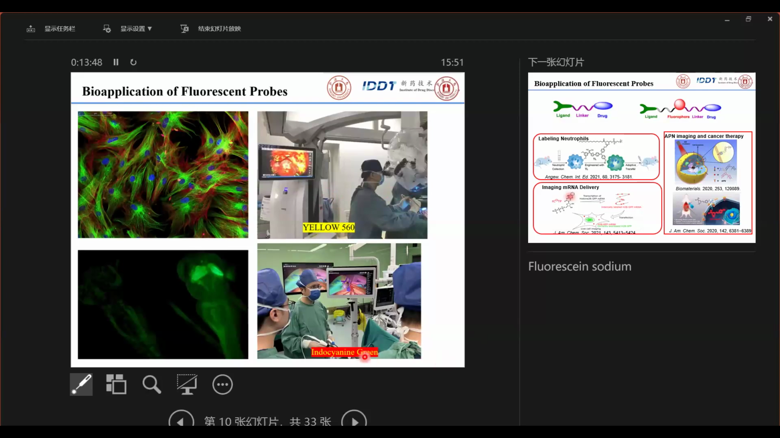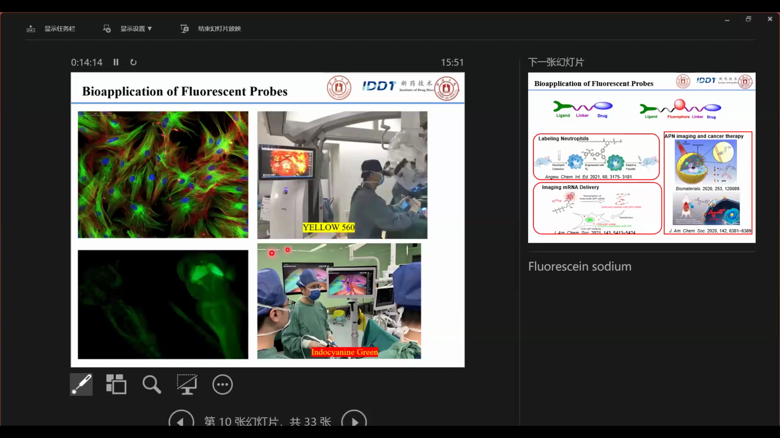This is also called ICG. ICG is the first FDA approved fluorescent imaging agent. There are already more than 1 million surgeries in the world every year that use ICG. Even in a Chinese hospital, Ningbo hospital, they use it in around 100 surgeries per year.